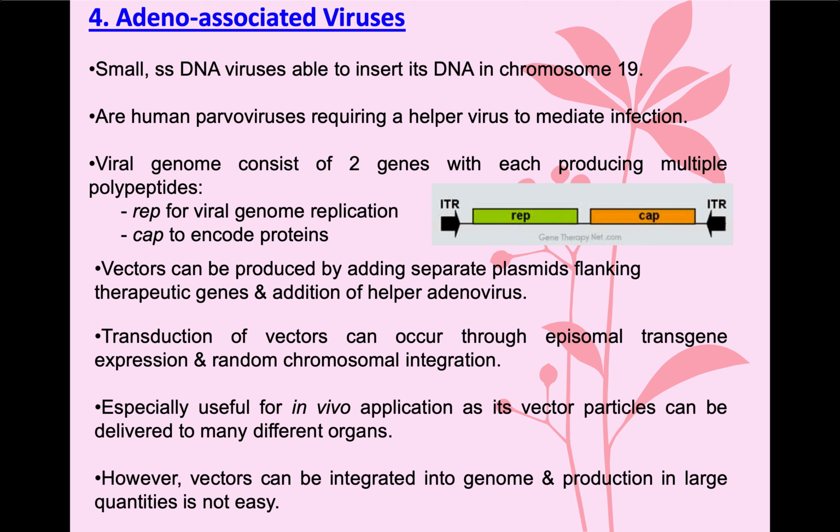So the vectors can be produced by adding separate plasmids flanking therapeutic genes and adding helper adenovirus. You could usually put it here, or somewhere here, but it will be tricky. Transduction of vectors can occur through episomal transgene expression and random chromosomal integration. It is especially useful for in vivo application, as the vector particles can be delivered to many different organs. But the vector can only be integrated into the genome, and production in large quantities is not easy. They have tried this. AAV, because of its small size as well, basically restricts production in large quantities.